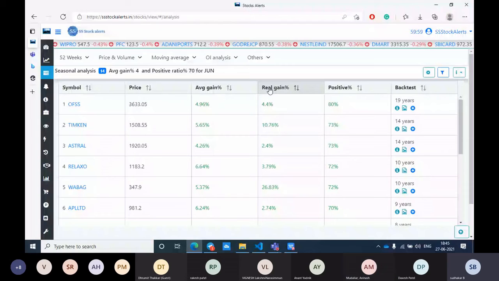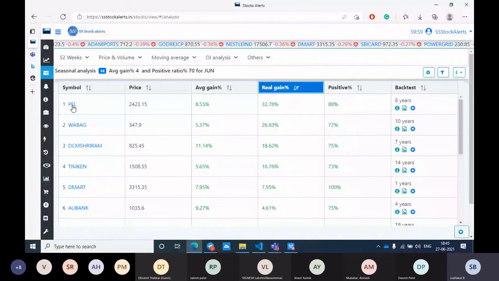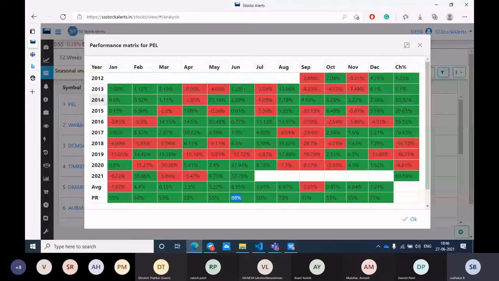Suppose I go to this PEL, right? You can just click on this. Here you can see the June month, this is the positive ratio. That means 88% of the time the stock will give a trending move in June. You can see from 2013 to 2021, almost 9 years, only 1 year it closed with negative returns. Apart from that, it went up in all the other years. This is what I call a positive ratio.